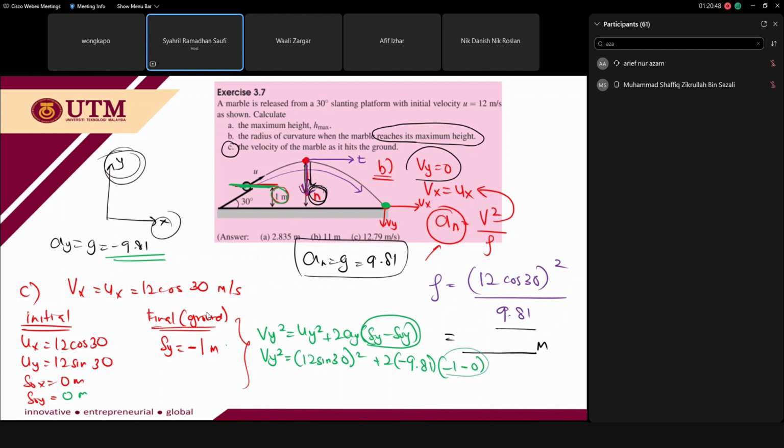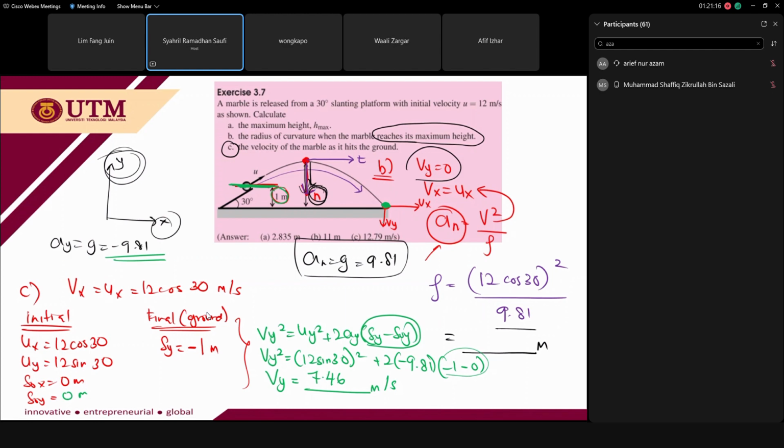Then you can get your Vy, in terms of meter per second. Can someone help me calculate this one? What would be your Vy? 7.46. 7.46. Okay, so now you obtain your Vy.